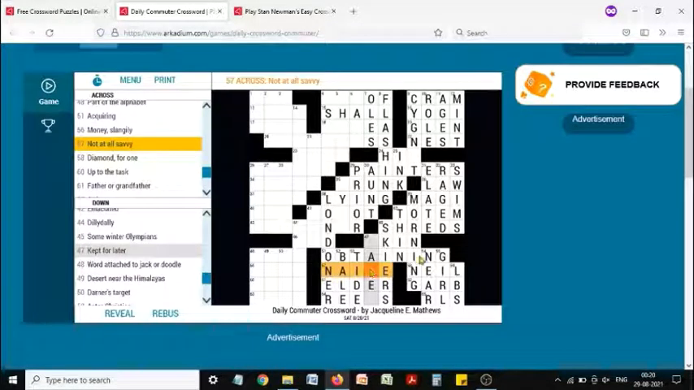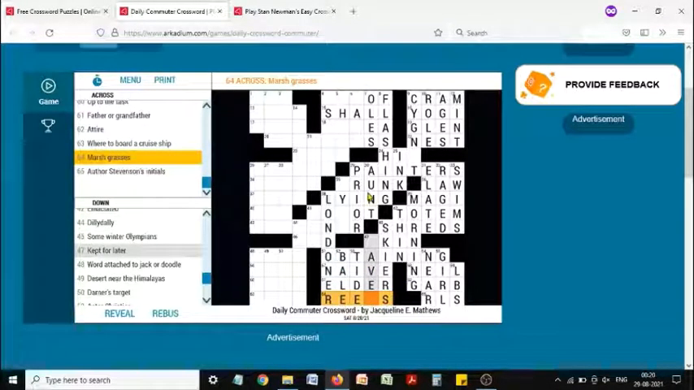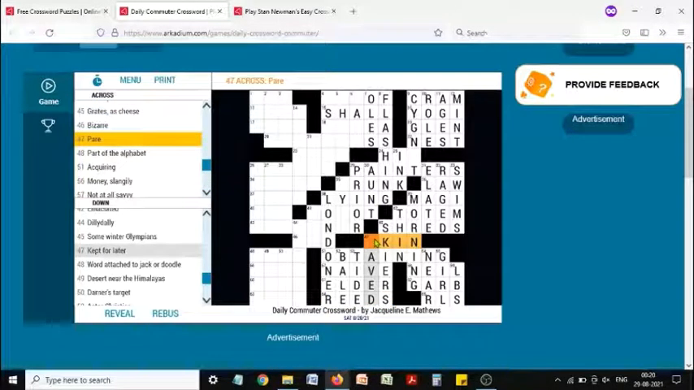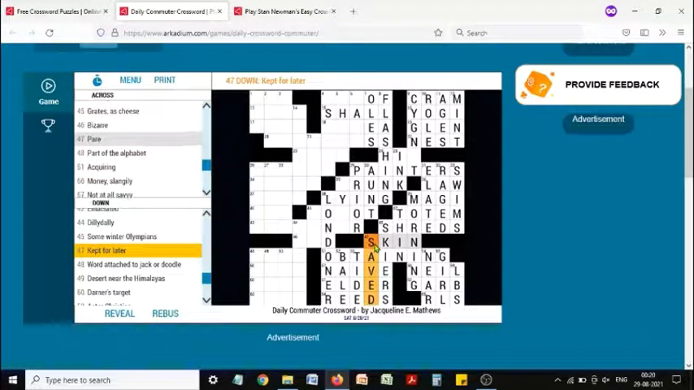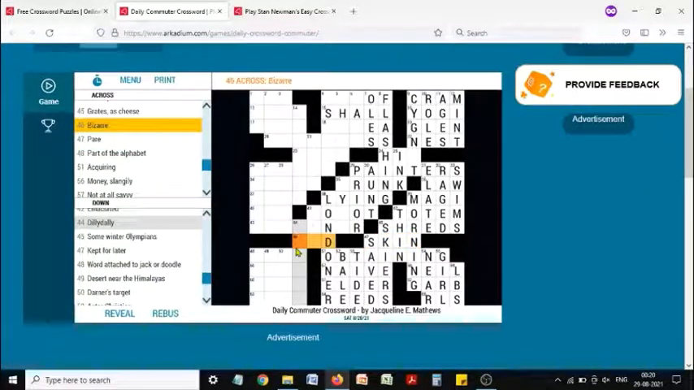57. Not at all savvy is naive. Right? Someone who doesn't know the tricks of the trade, someone who's innocent. Savvy. Marsh grasslands. This becomes easy now because almost everything is filled in. It's reeds. And pear. And kept for later. So I know this is saved. So this becomes skin. 47 across. Let's move over to this side. 46 across. Bizarre.